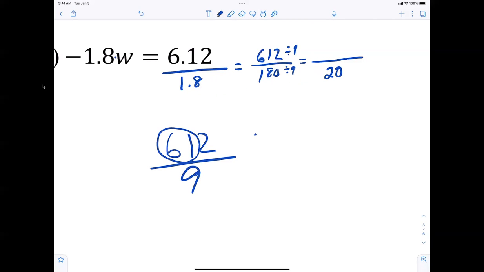9 times 7 is 63. So write 6 down. Right? Don't be nervous now. 9 times 6 then is 54. Come on. Now subtract 61 minus 54.